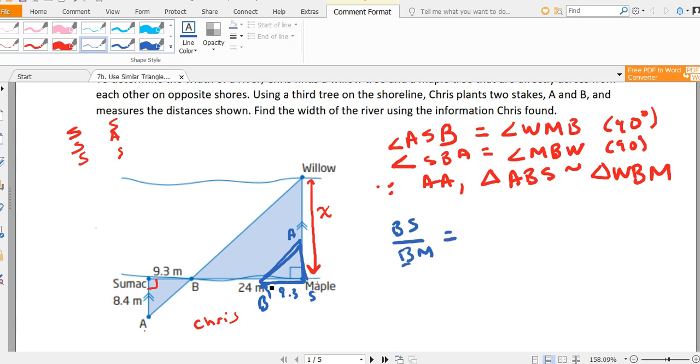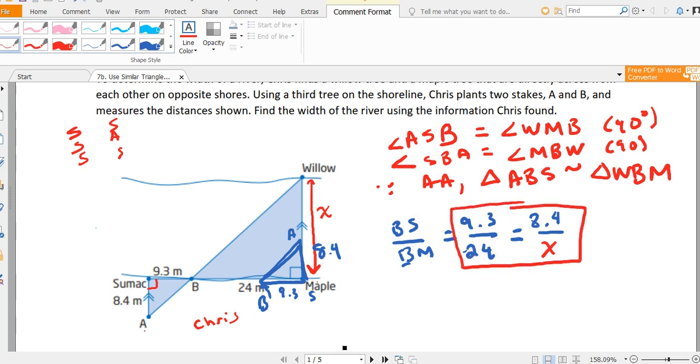So BS is 9.3, BM is 24. Now this will also equal then the ratio of, now I know what's AS, that's 8.4. So that means I can compare 9.3 divided by 24, 9.3 on the small triangle divided by 24 of the big triangle, is equal to 8.4 of the small triangle divided by X of the big triangle. Now here I can solve for X and I'm done.